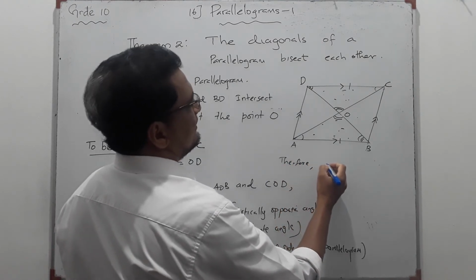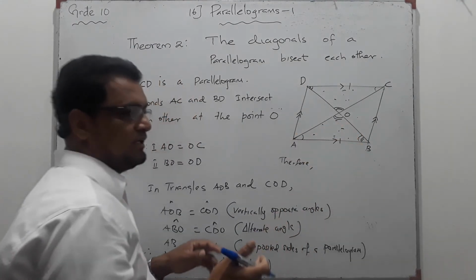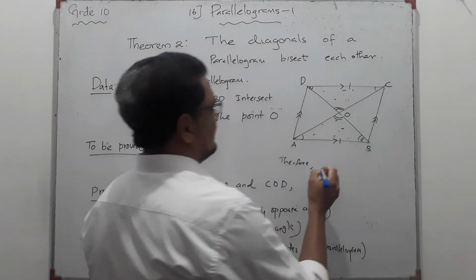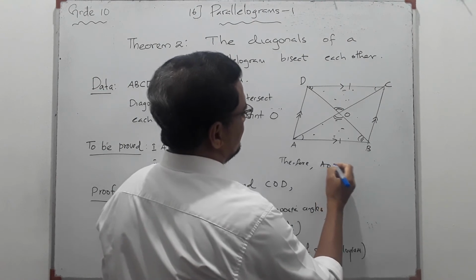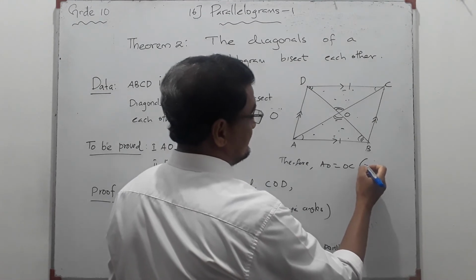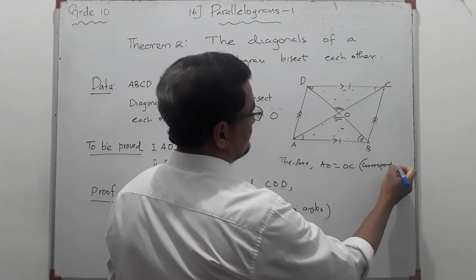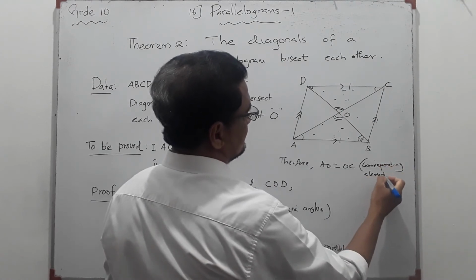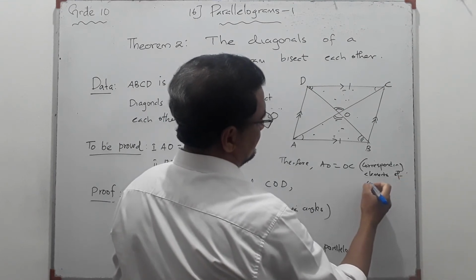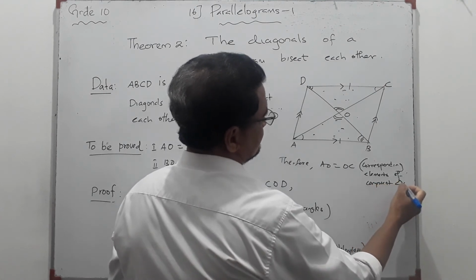Corresponding elements are equal in a congruent pair of triangles. So according to that, you can write it here: AO equals OC. The reason is corresponding elements of congruent triangles.